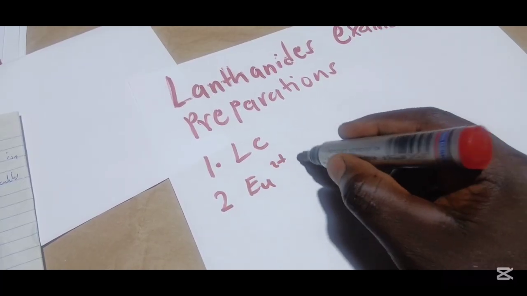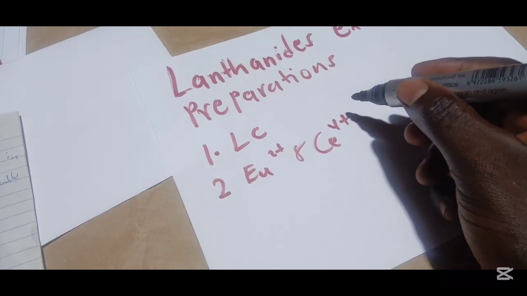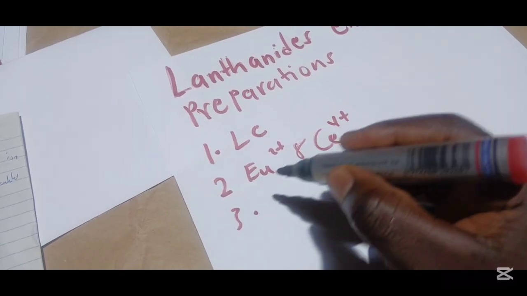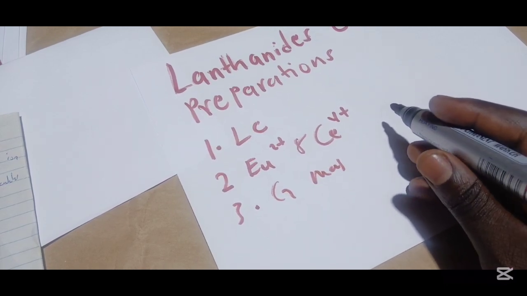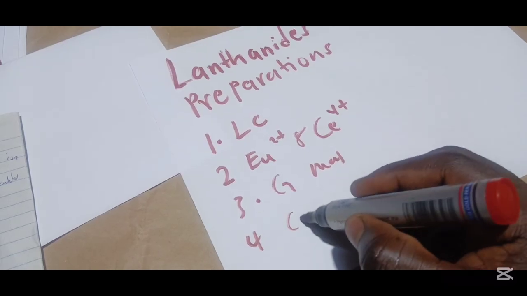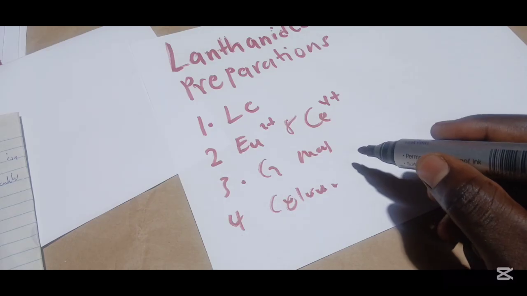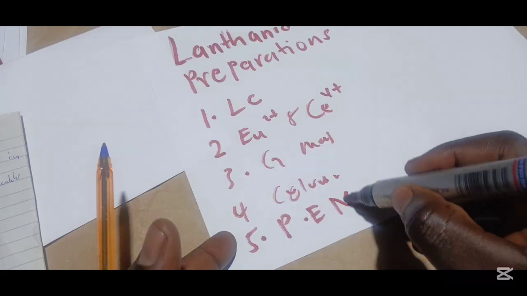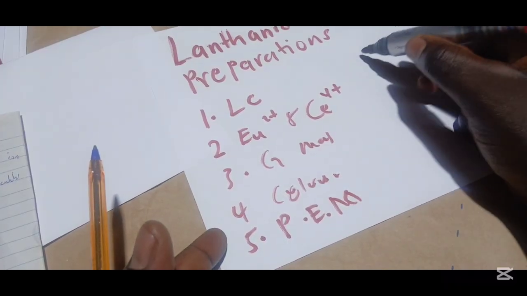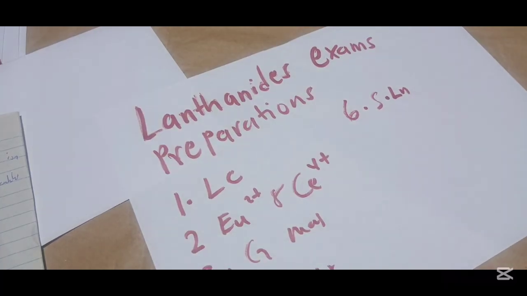Europium 2+ and cerium 4+ are stable lanthanide ions. Then the ground state and magnetic moment calculation of lanthanide elements, which I'll tell you what to do. And then colors of the lanthanide series with easy shortcuts, and then production of elemental metals, and the structure of the lanthanides. So let's get right into it. Let's start.